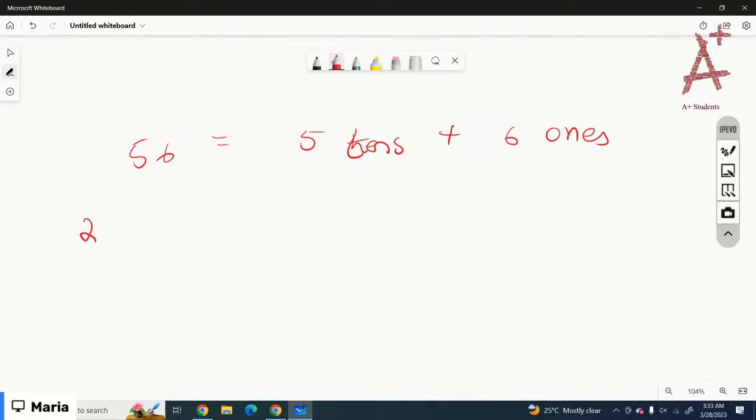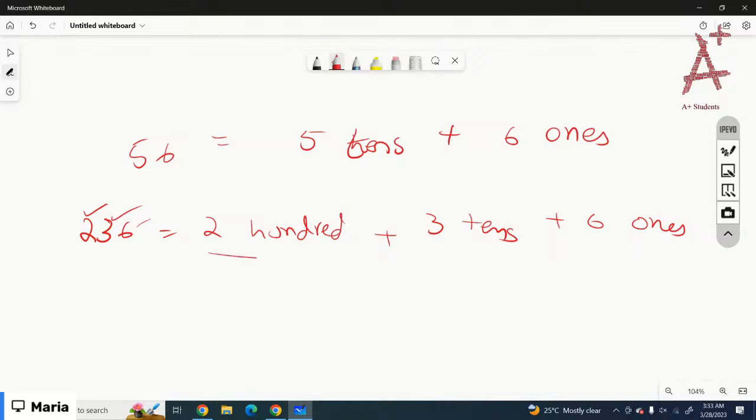Suppose we have 236. You have two hundreds, it would be 200, plus 3 is at the tens position. You have 3 tens and then you have 6 ones. Got it? That is the expanded form.